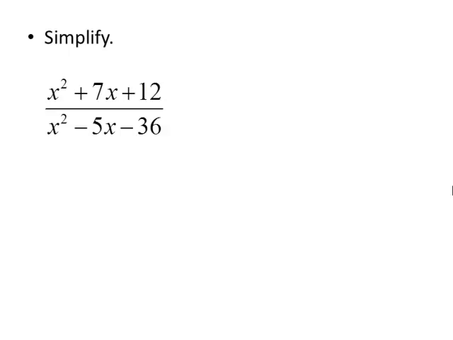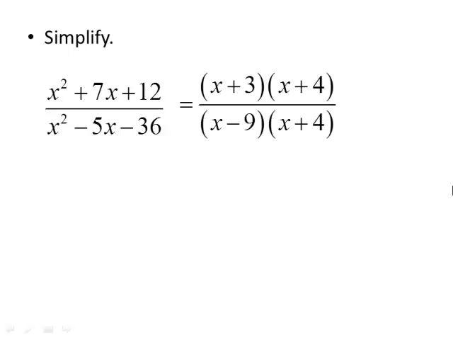To simplify a rational expression, we want to factor the numerator and denominator and look to see if we can divide out any common factors. Both of these trinomials factor. The numerator is x plus 3 times x plus 4. The denominator will be x minus 9 times x plus 4. And we can divide out the common factor of x plus 4 in the numerator and denominator. And that's going to leave us with x plus 3 over x minus 9.